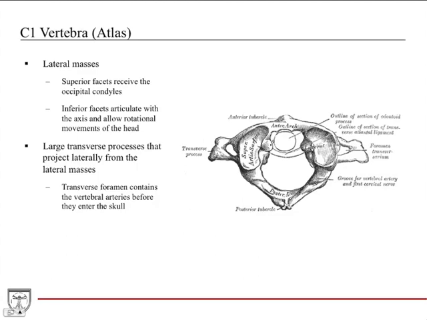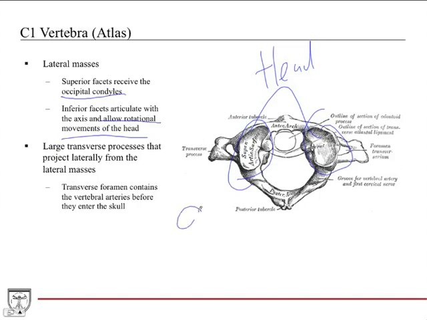Now let's talk about these lateral masses here, okay? These are what have the superior and inferior articulating facets. So you have your superior facet here. This is what receives those occipital condyles. So these are what are responsible for articulating with the head, okay? And then the inferior facets, which are on the inferior surface of this, they articulate with the axis, or C2, and they allow rotational movements of the head. So that articulation between C1 and C2 allows rotation, okay?